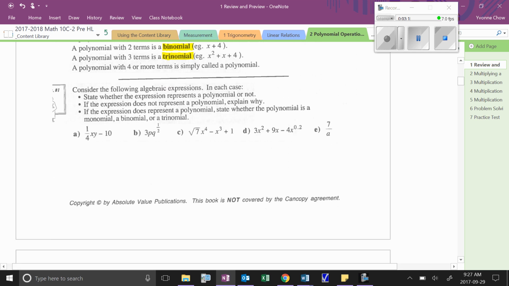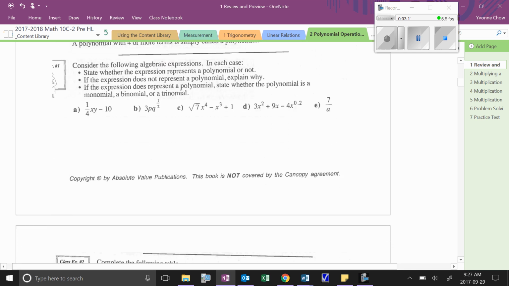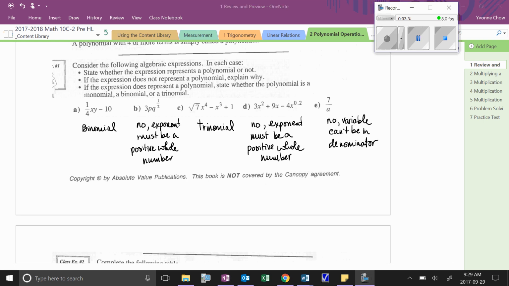So if we take a look at the following, then class example number 1, state whether the expression represents a polynomial or not, and if the expression doesn't, then explain why, and if it does, then is it classified as a monomial, binomial, trinomial. So just hit pause for a moment and we'll go through these and fill these. So let's check our work. So for A, it absolutely is a binomial. We are totally fine with it having a coefficient of 1/4. So coefficients can be anything.